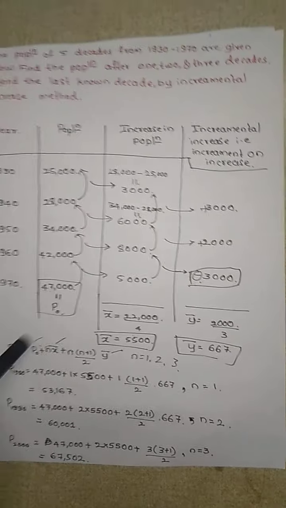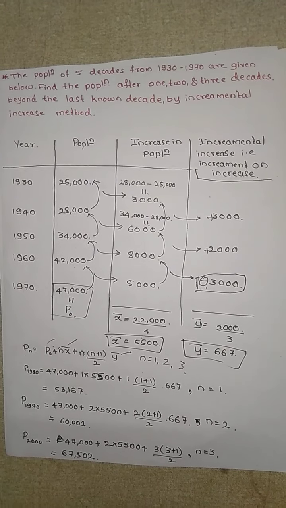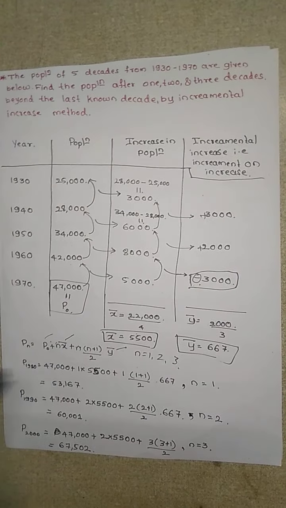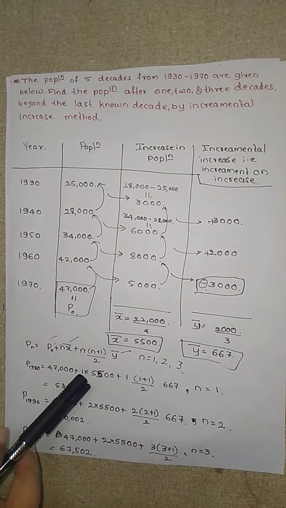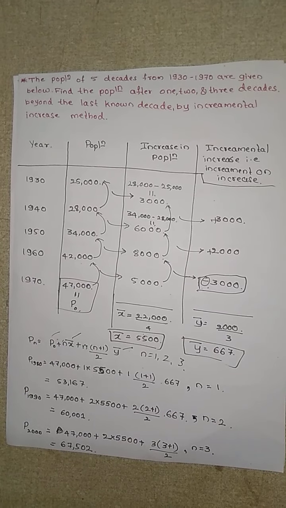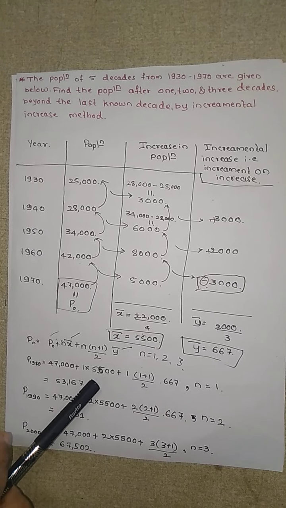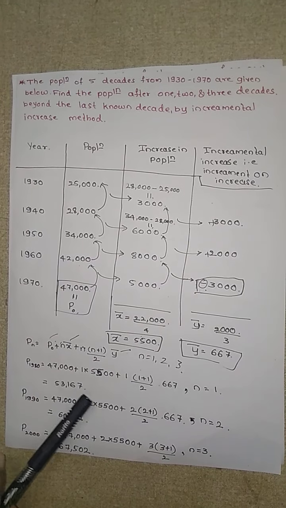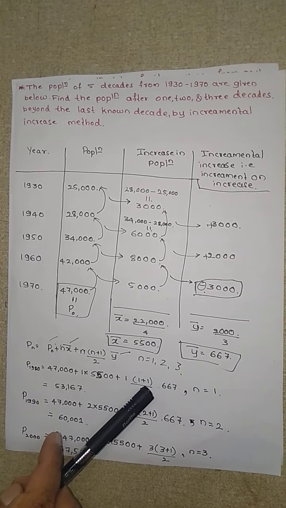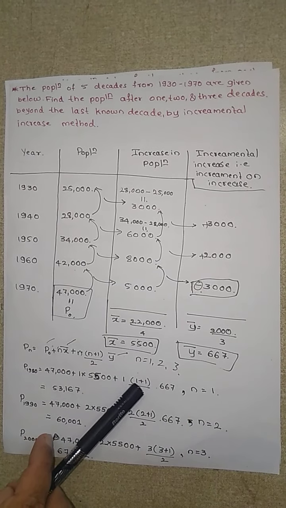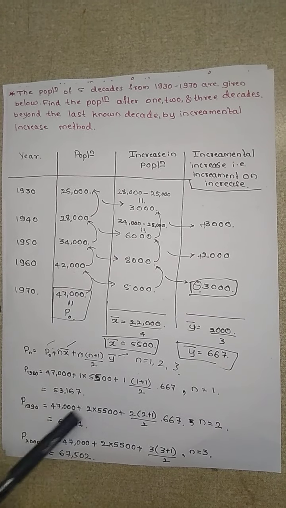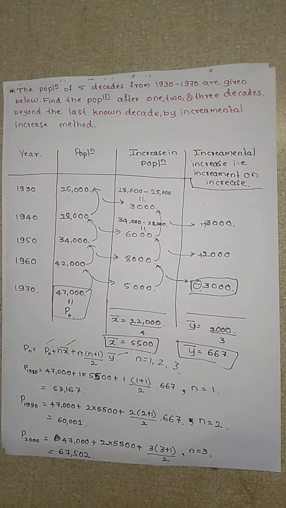1980 is P naught, which will be your constant for all the problems you will be having. This P naught is 47,000. N is how much after 1 decade? N becomes equal to 1. So N into X bar, X bar is 5500. Then N into N plus 1 divided by 2 into Y bar, 667. Then you will be getting the answer as 53,167.